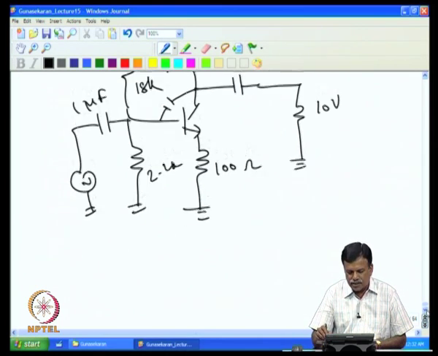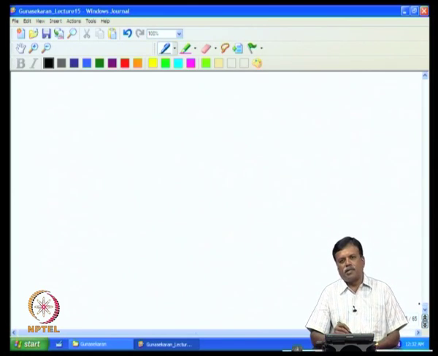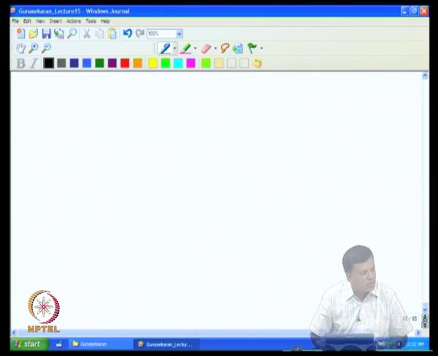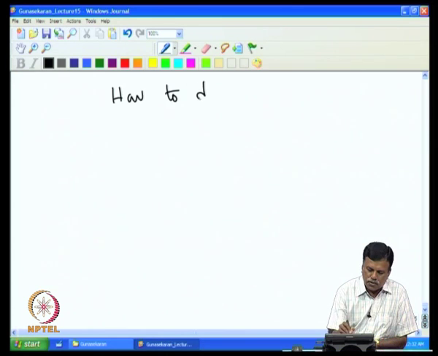Now, let us see another design example, namely how to use the transistor as a switch for switching applications, so that we can use the transistor along with probably the MOSFET at very many different places in analog circuits as a switch. So, for example, I want to drive a relay. For example, driving a relay using a transistor, we look into this design at this point of time. So, how to design a relay driver using a transistor.